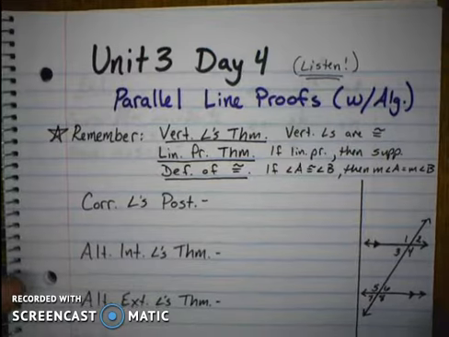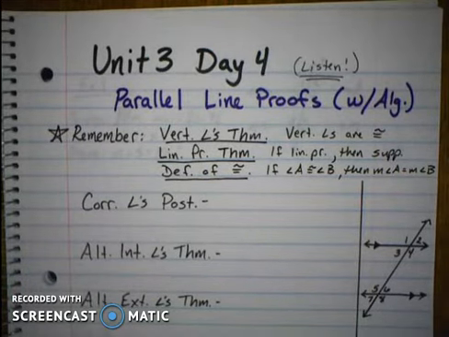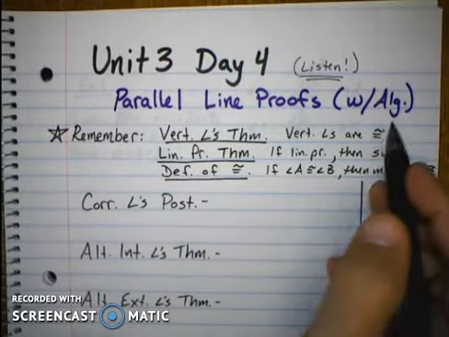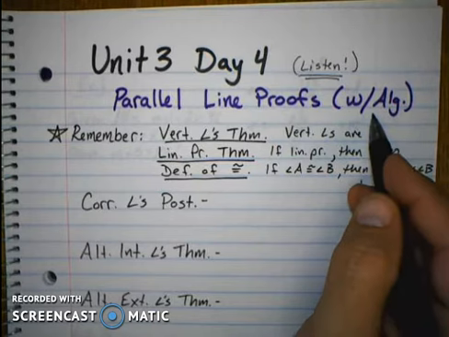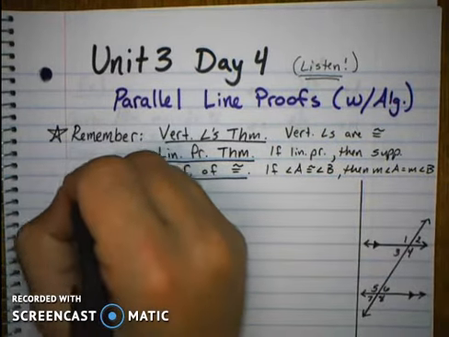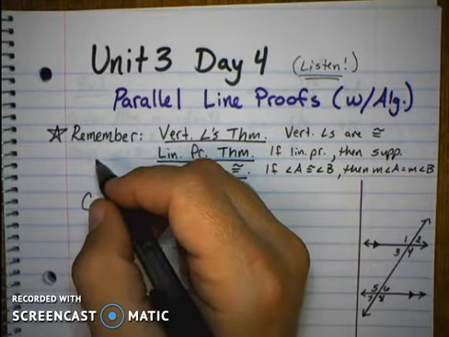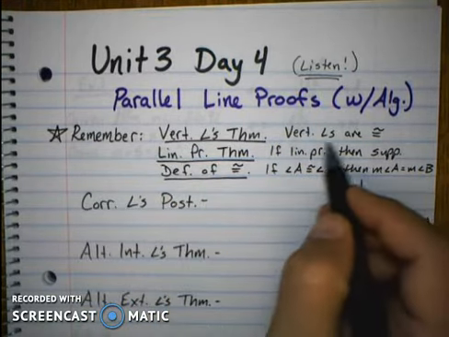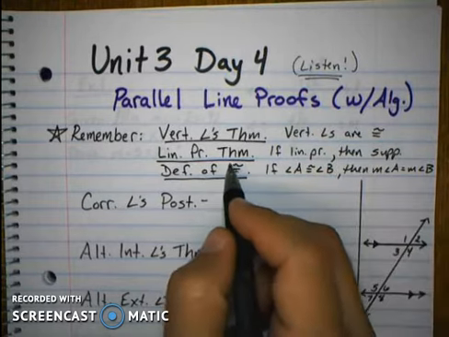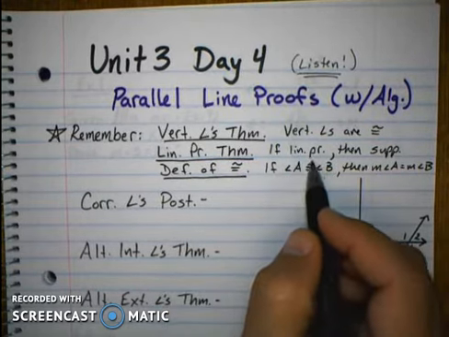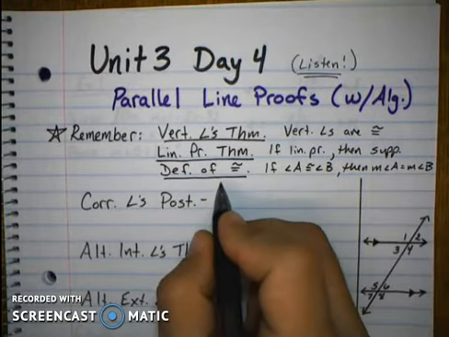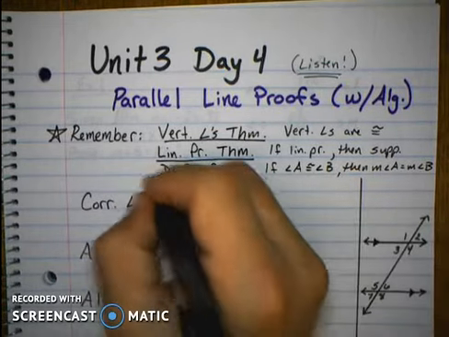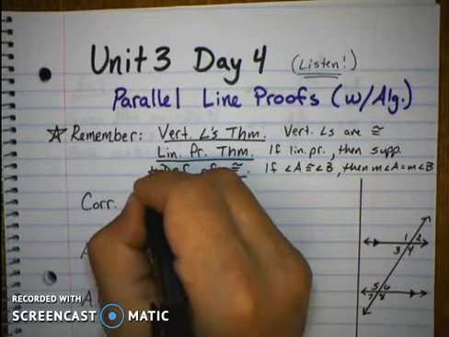All right. So let's take a look at Unit 3, Day 4. We are going to look at doing parallel line proofs, and we're going to use algebra to do that. We'll be doing algebraic proofs. You'll need all of those POEs, properties of equality, for solving these equations, but you'll also want to remember a couple things here. I want you to remember the vertical angles theorem, that vertical angles are congruent. I want you to remember the linear pair theorem: if two angles form a linear pair, they are supplementary. And I want you to remember the definition of congruence: if two angles are congruent, then their measures are equal. This is really important for the proofs we're going to do today.